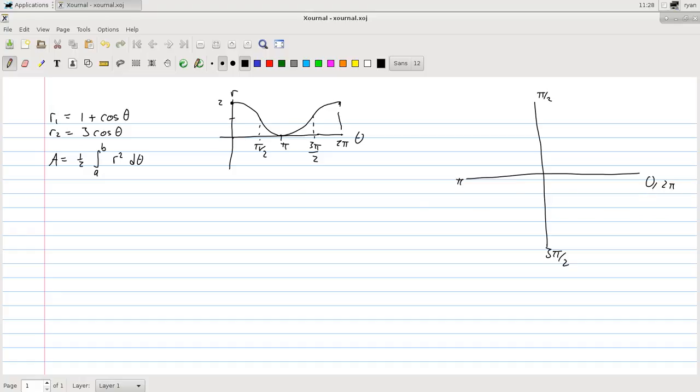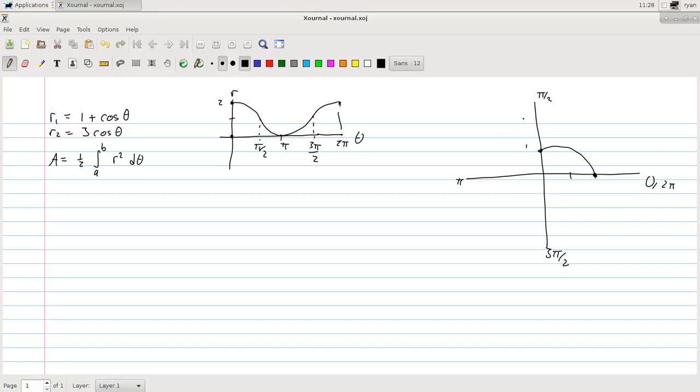So if we start out at theta equals 0, our r value is 2. So looking in the theta equals 0 direction, we're going to go 2 units out. That's going to be our first point. Now, as theta increases from 0 to pi over 2, the r value is going to steadily decrease until it gets to r equals 1. So as theta sweeps out in this direction, the r value is going to decrease from 2 to 1. Our r value is decreasing until it gets to r equals 1.